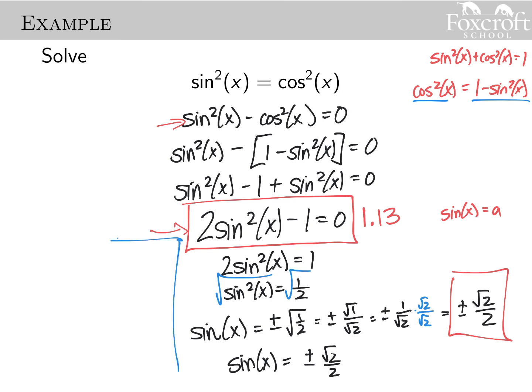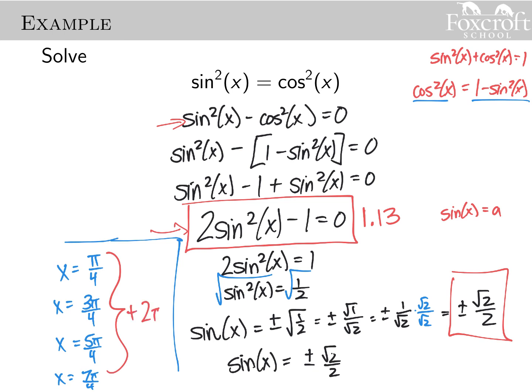There's a lot of different answers. The first time it's positive square root of 2 over 2 is pi over 4. And then at 3 pi over 4 in quadrant 2. In quadrant 3, there's going to be a negative value at 5 pi over 4. And another negative value at 7 pi over 4 in quadrant 4. And I'm going to be a little lazy, but every single one of these you have to put a plus 2 pi k after.